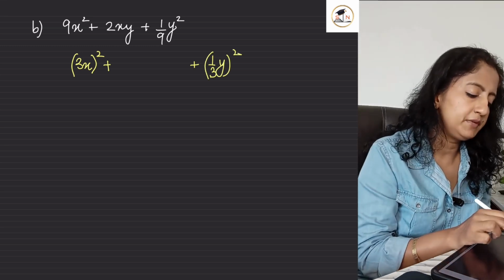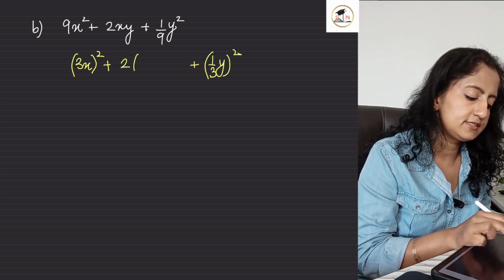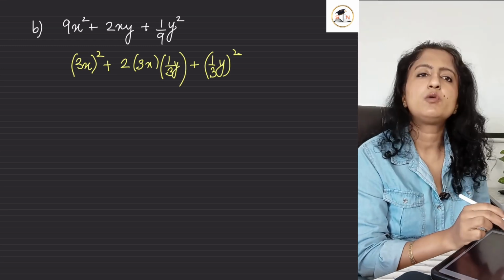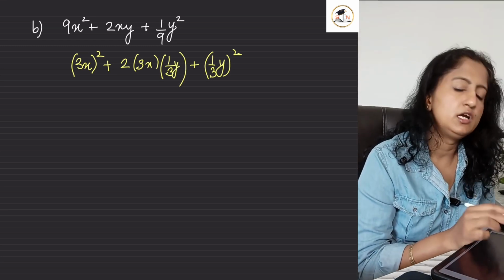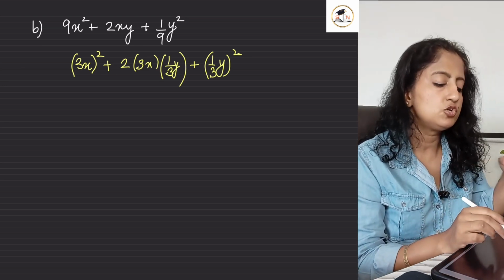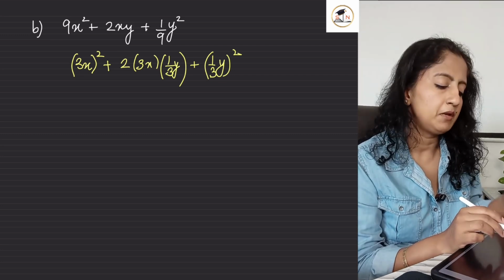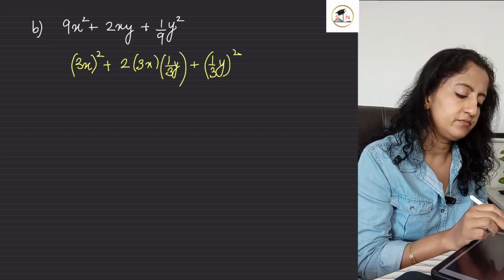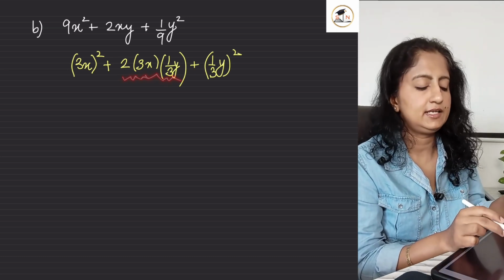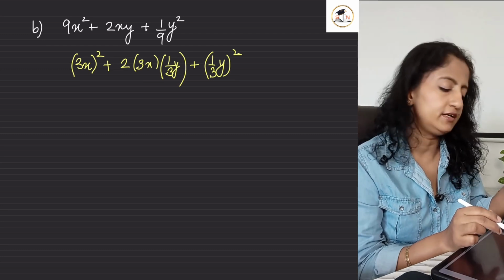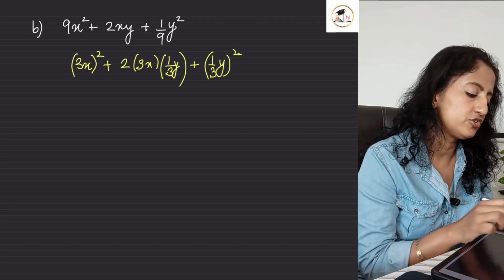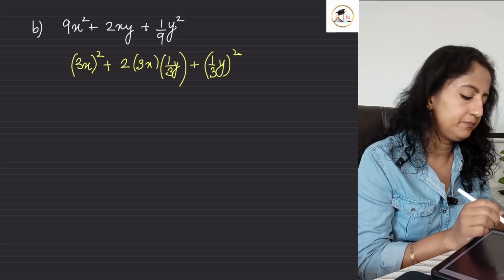Now we will devise the middle term, which is 2 into 3x into 1/3 y. Okay, now we need to verify from the middle term if we are getting 2xy or not. Guys, we are not doing any simplification, so you will not cancel out anything over here, but just do it orally. That is 2 into 3x is 6x. 6x into 1/3 y. Basically, 3 and 3 will cancel. So we are left with 2 into x into y, that is 2xy. So yes, that ensures we are on the correct path, right?